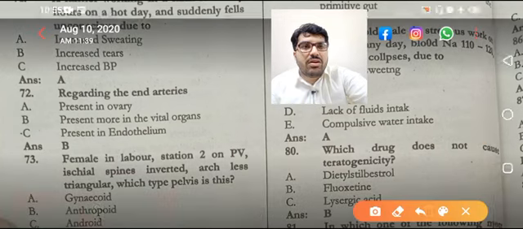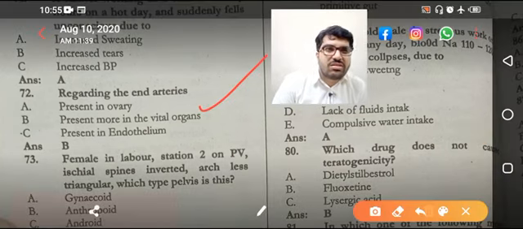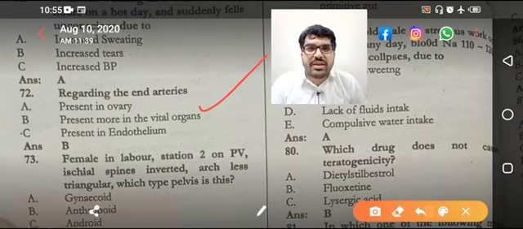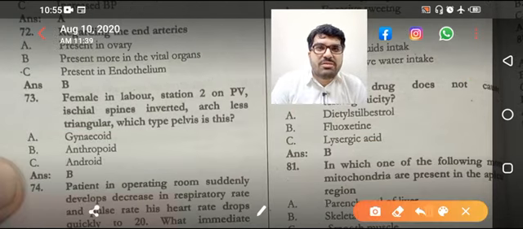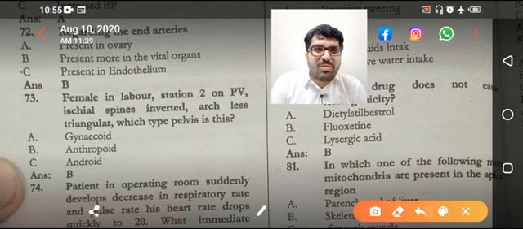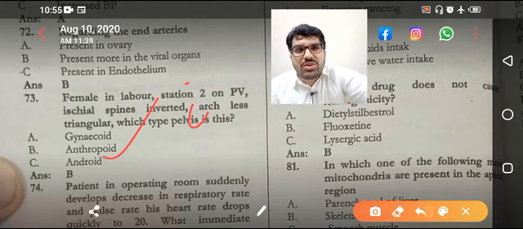Regarding end arteries, they are mostly present in vital organs such as the eye, brain, heart, and the kidneys. Female in labor, station 2 on PV, ischial spines inverted, arch less triangular. Which type of pelvis is this? This is actually android pelvis. Option C is the right answer over here.